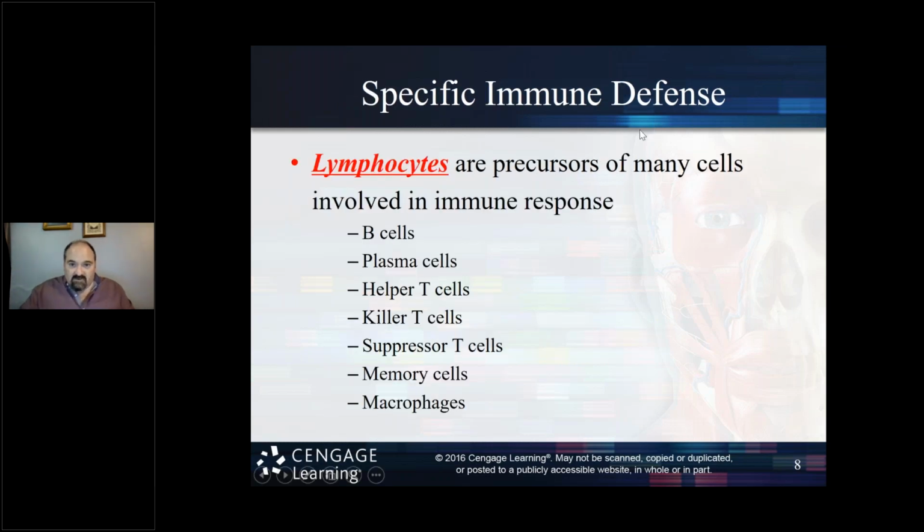So the specific immune defense and response here, as far as these B and T lymphocytes. These lymphocytes are precursors of many cells. The cells that the B and T lymphocytes will differentiate and become are, for the B lymphocytes, plasma cells. Again, plasma cells are involved in antibody production, okay? And then also memory cells for both B and T lymphocytes, right here.